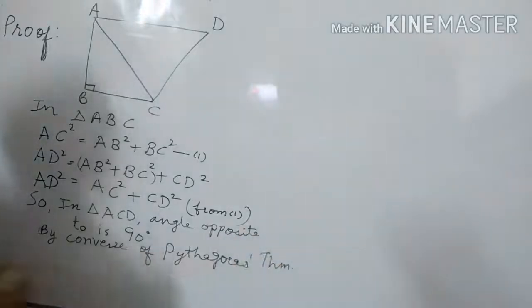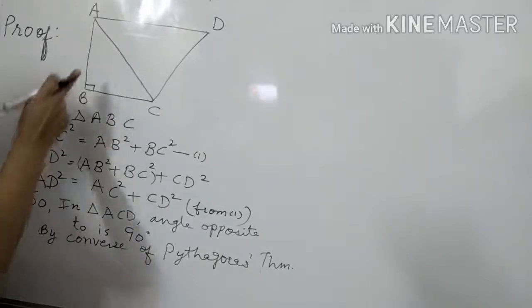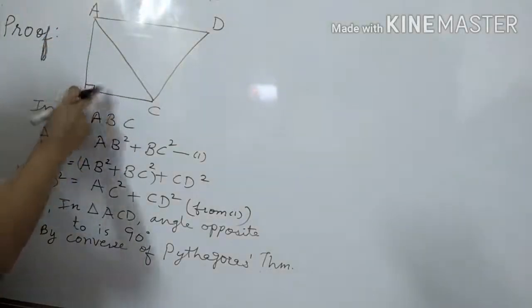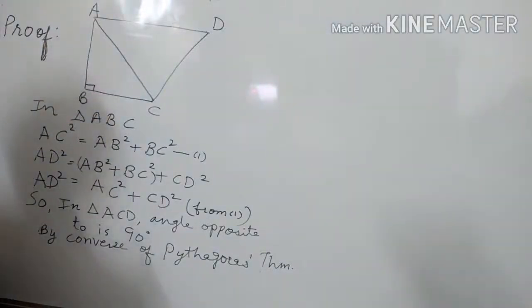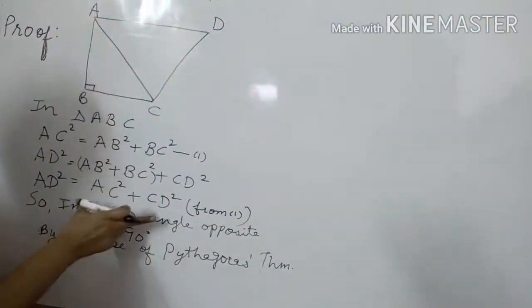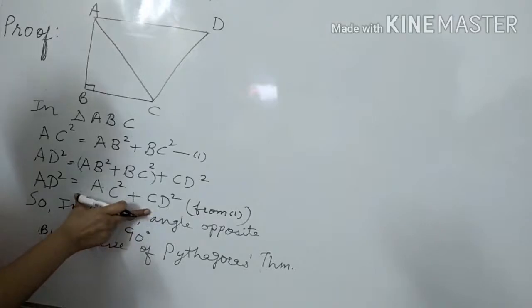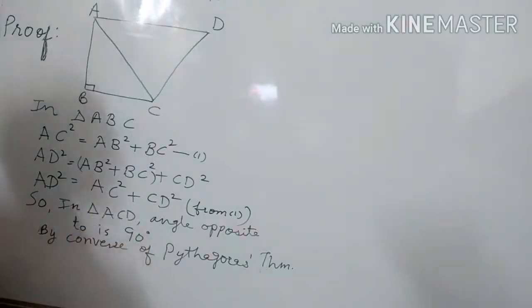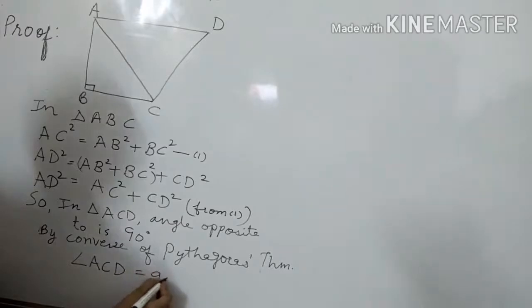See what our Pythagoras theorem says, that whenever in a right angle triangle, the hypotenuse square is equal to the sum of squares of the other two sides. But in the converse part, if Pythagoras relation is proved, then we can say that the angle is 90 degrees. So here we have completed our proof. I will write angle ACD is equal to 90 degrees, which we want to show ultimately.